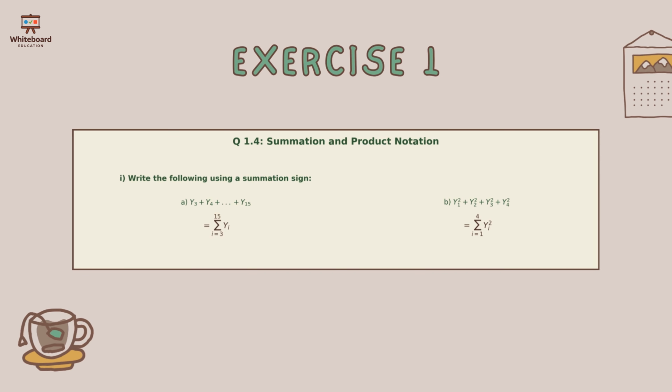Part B has y1 power 2 plus y2 power 2 plus y3 power 2 plus y4 power 2, which is written as summation y power 2. Lower limit 1 and upper limit 4.